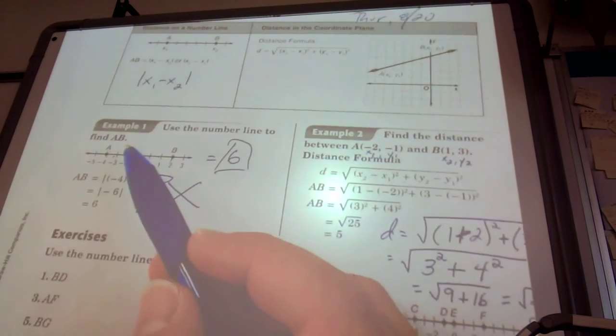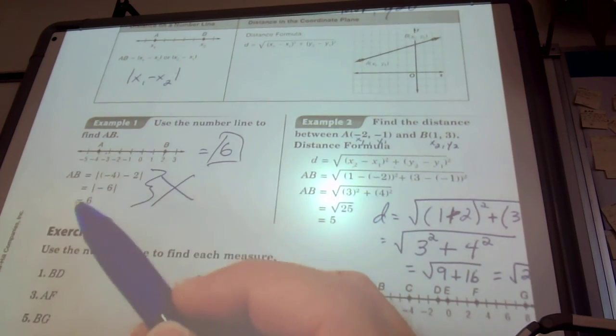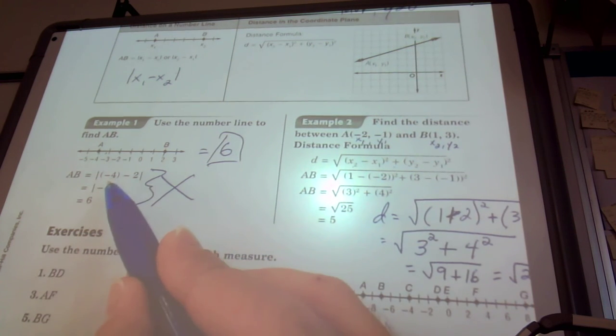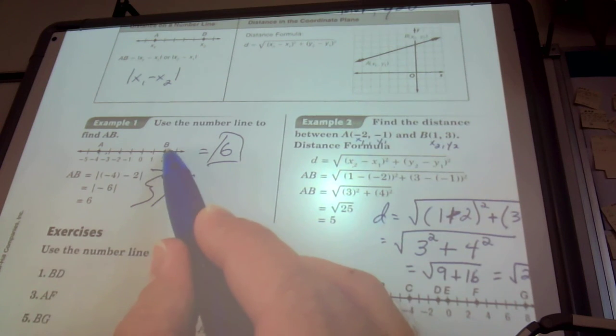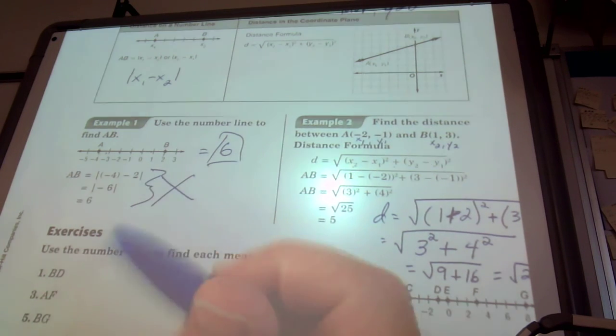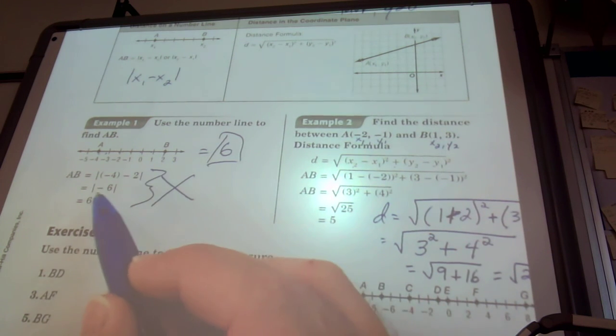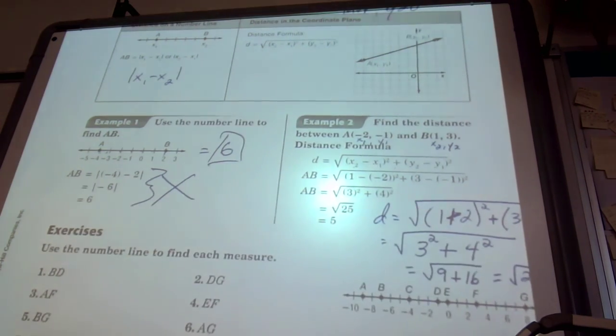Jump down here to example 1. They want us to find the segment AB, so that's from A to B. Now you can see what the book does. They take the first point, -4, and they subtract from it 2, which is where point B is. They did the math: -4 minus 2 is -6. We're taking the absolute value. How far away is -6 from where we originate, which is at 0?